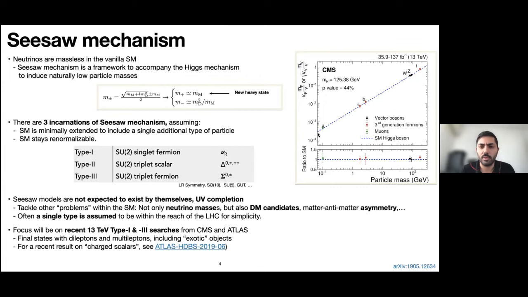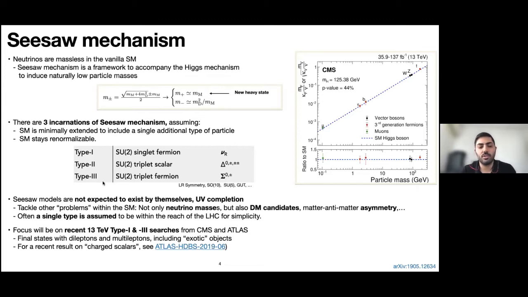I think this will take you to about the 10 to the minus 12 level, if you were to expand this blue line. There are three incarnations of the seesaw mechanism, assuming that you minimally extend the standard model particle content and keep the standard model renormalizable. These are typically labeled as type 1, 2, and 3 seesaw models, depending on whether you add a singlet fermion, an SU(2) triplet scalar, or an SU(2) triplet fermion to the standard model.